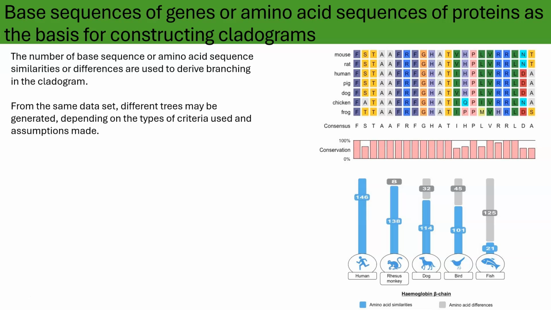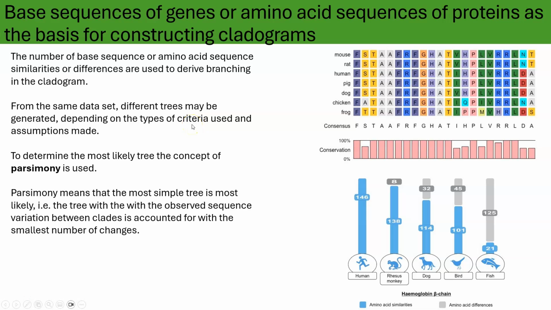Now, from the same data, we can generate different cladograms. It depends on the type of criteria used and assumptions that we've made, such as which sequences are ancestral and which are not, and so on. And so if you have many trees, then you have to decide which of these hypotheses of relationship is the most likely. And we then use the concept of parsimony. And parsimony means that the most simple solution is most likely. So basically very similar to Occam's razor.